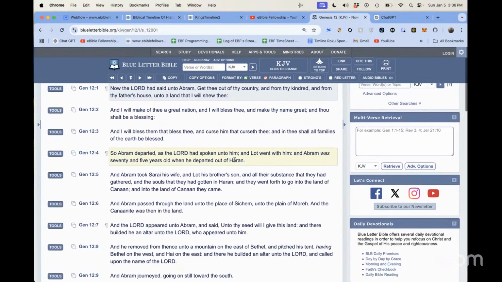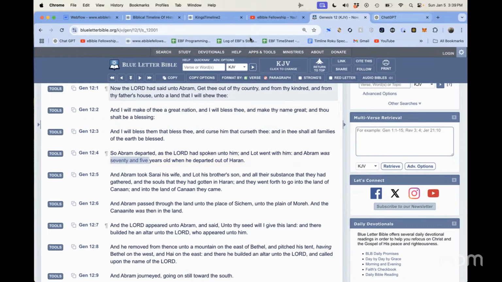Now, if you read Time Has an End, Mr. Camping said that when he left Ur of the Chaldees, that represented Babylon, because that's where ancient Babylon was built. And he's going into Canaan, that represents the promised land. But that's happening at age 75. So why is God highlighting 75 years old?